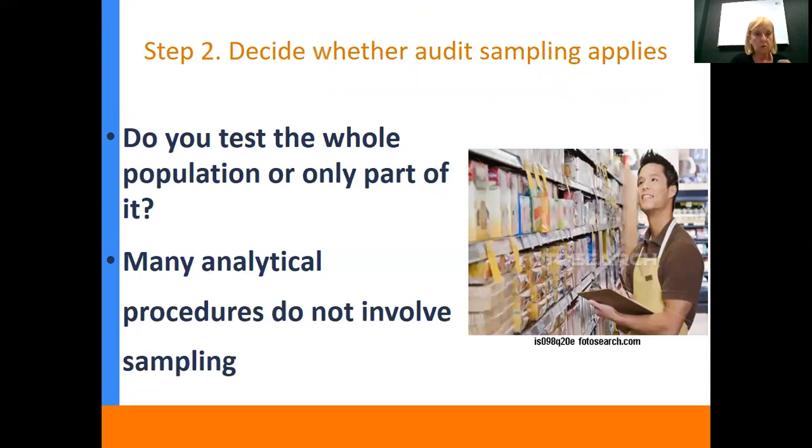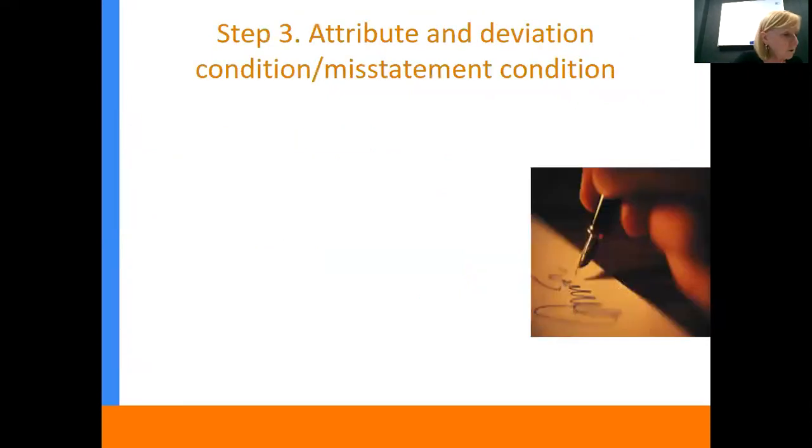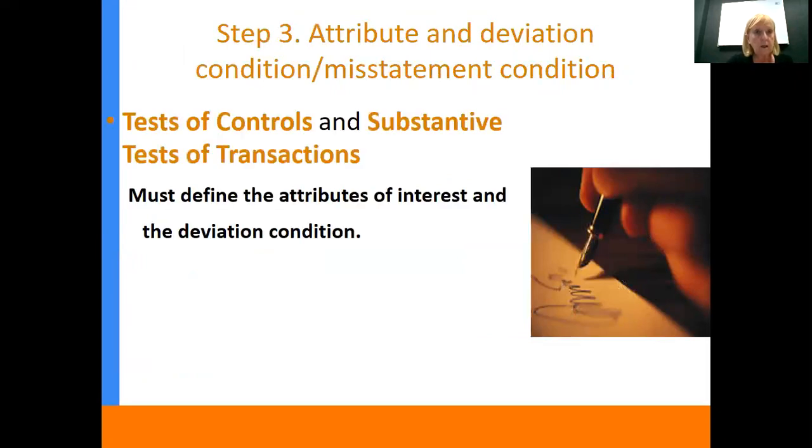But let's suppose we do decide to take a sample. So we've got to go forward and select our sample. But before that, because we're still in the planning stage, I need to identify the attribute and the deviation condition or the misstatement condition, depending if I'm doing a test of control or a substantive test. So again, if it's a test of control or a substantive test of transaction, we've got to define the attributes of interest and the deviation condition.